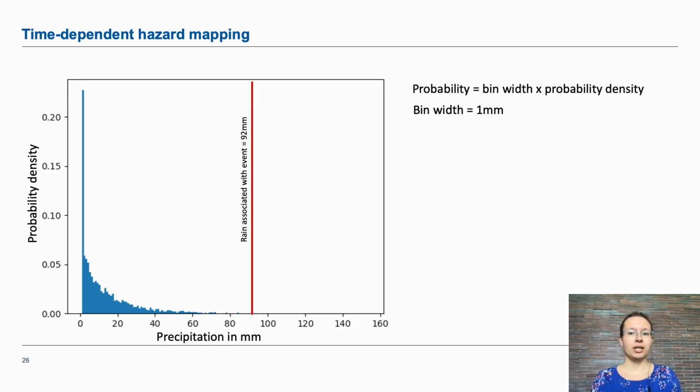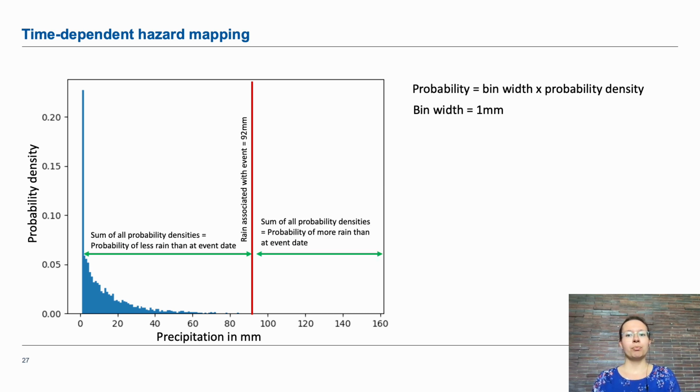I want to quickly illustrate how we approached this. I will do so by looking at one exemplary landslide event location. For this location, we have a long-term precipitation time series from which we calculate a probability density distribution, as you can see on the slide. From historic precipitation records, we also know that the rain associated with the event for this exemplary landslide is 92 millimeters.